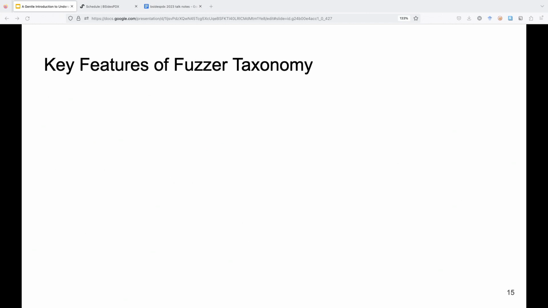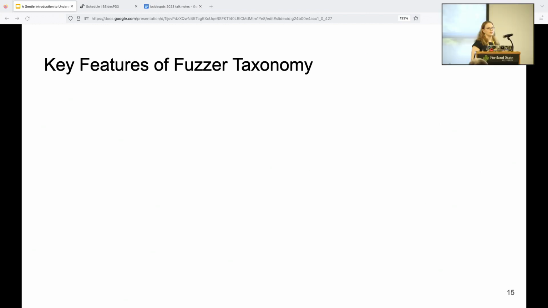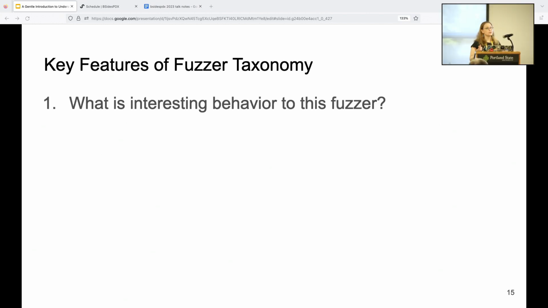If you're looking at a fuzzer and you're wondering how it relates to other fuzzers, or whether it does what you want, here are ways to think about it. What is interesting behavior? I mentioned this earlier. It's a key thing at the heart of the fuzzer. What is it looking for?